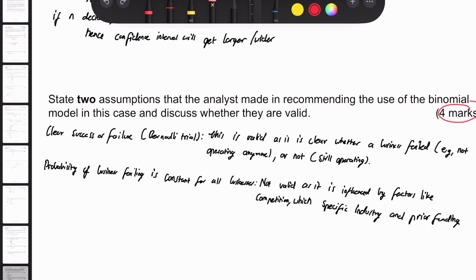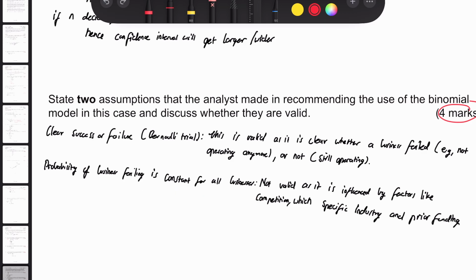Probability of a business failing is the same for all businesses. Unlikely, because I expect different businesses to have different probabilities of failing, and the probability of failure is fixed for the year, which is also unlikely, because the probability will change depending on different conditions over time. So I said constant for all businesses. I said that's not true.